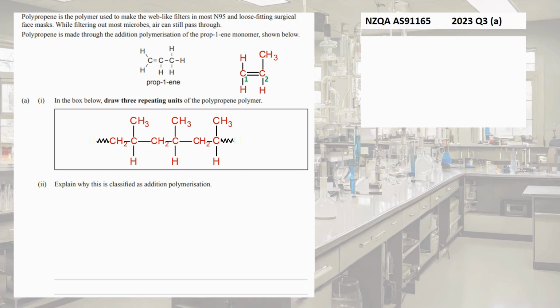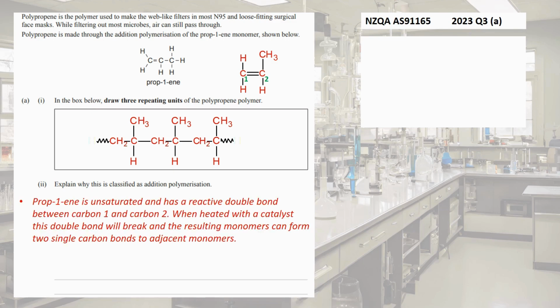Why is it called an addition polymer? Well, why are addition reactions called addition reactions? There are 2 things that we need to say. First, propene has a double bond, and that double bond is broken. The double bond will break, and the resulting monomers can form 2 new single bonds at the carbons where the double bond broke. So that's what we need to say to show that it is an addition polymerization. The other thing we need to say is, of course, that it's going to form a long chain of repeating units, and this is called a polymer.